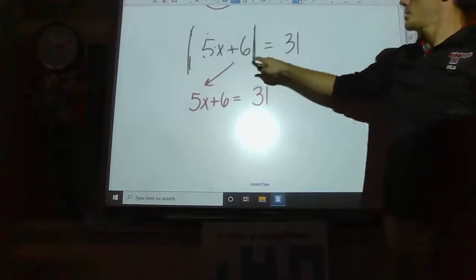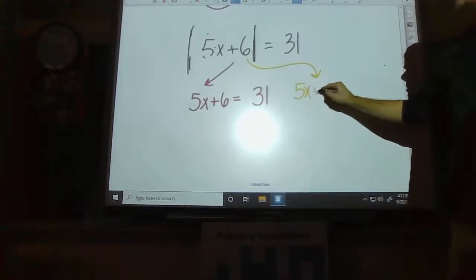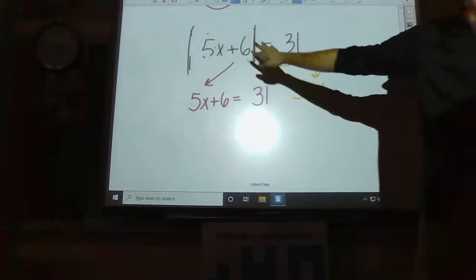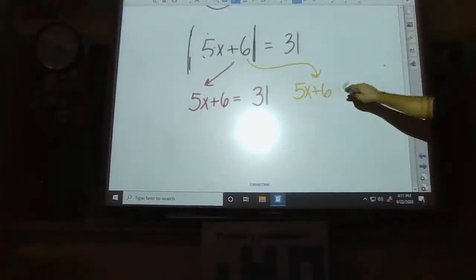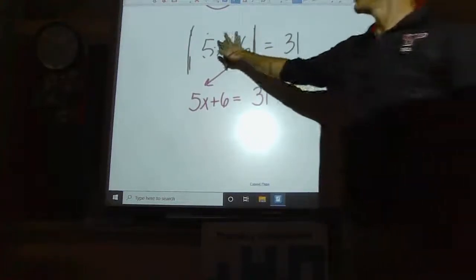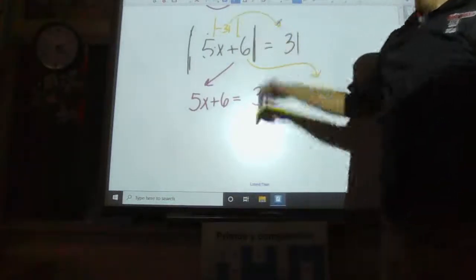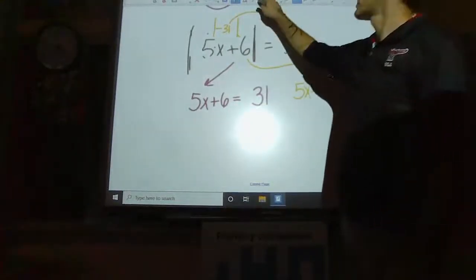And then I'm also going to take the same equation on the left-hand side, 5x plus 6, right? I'm just going to take this. And now I need to figure out negative 31. Because if this equaled negative 31, it would still have an absolute value of positive 31.